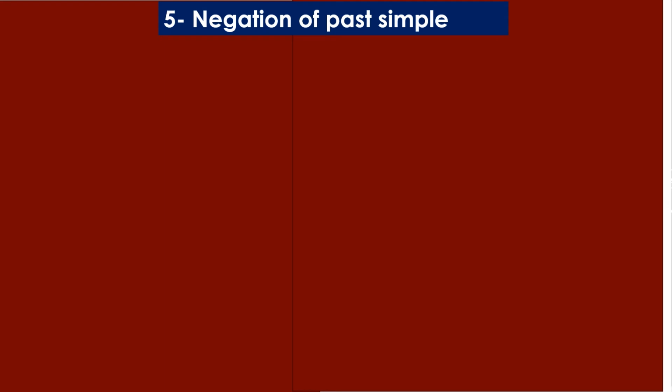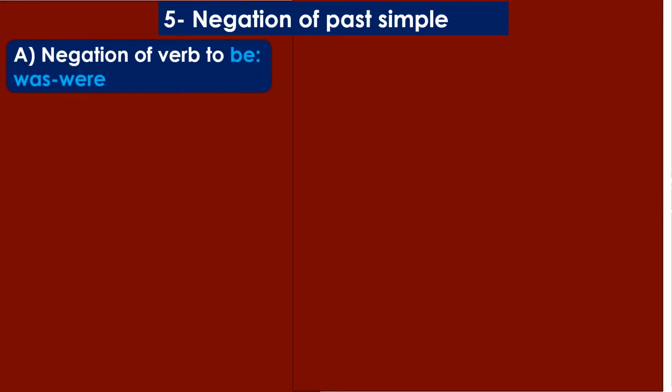Let's just talk about the negation of the past simple. We're going to start with the negation of verb to be. And by verb to be here, I mean was and were. Okay, خلينا نبدأ في الحديث عن نفي المضارع البسيط. وهنبدأ بنفي verb to be. وطبعا verb to be احنا نقصد به اللي هو was, were in the past. في الماضي طبعا بتكون was, were.